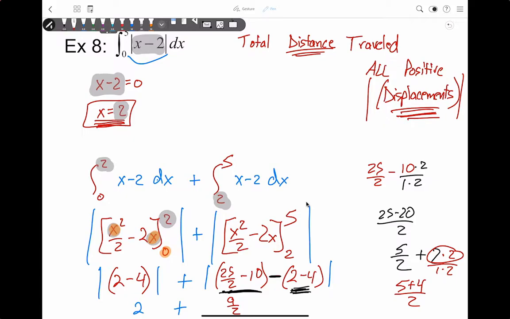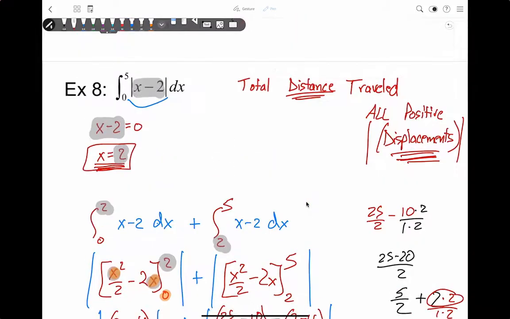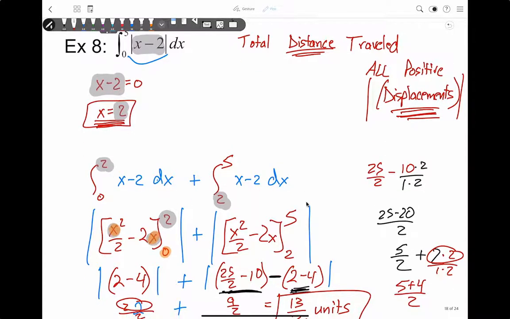Adding this all up together, just common denominators, you could have 2 over 2. Whoops, don't cancel that. Which would become 4 halves plus 9 halves, which is going to equal 13 halves. So my answer for this one is 13 halves, that's the total distance traveled. Let's just say units. It could be feet, miles, kilometers, whatever it is. 13 halves units was the total distance traveled in this problem here. All right, so let's move on.